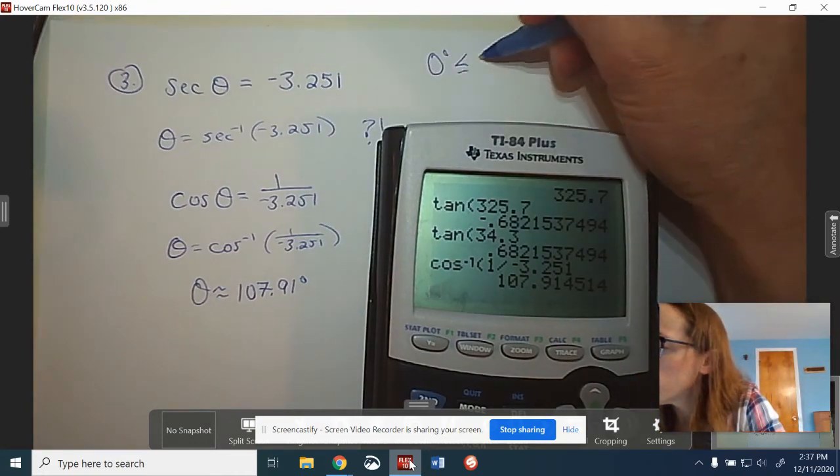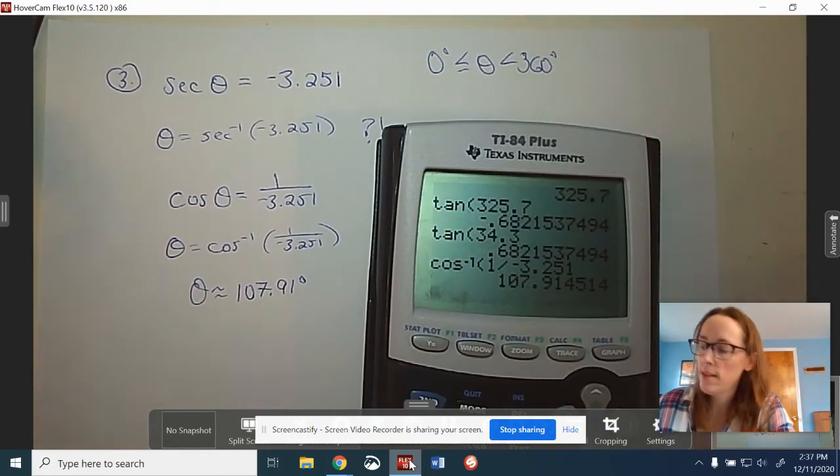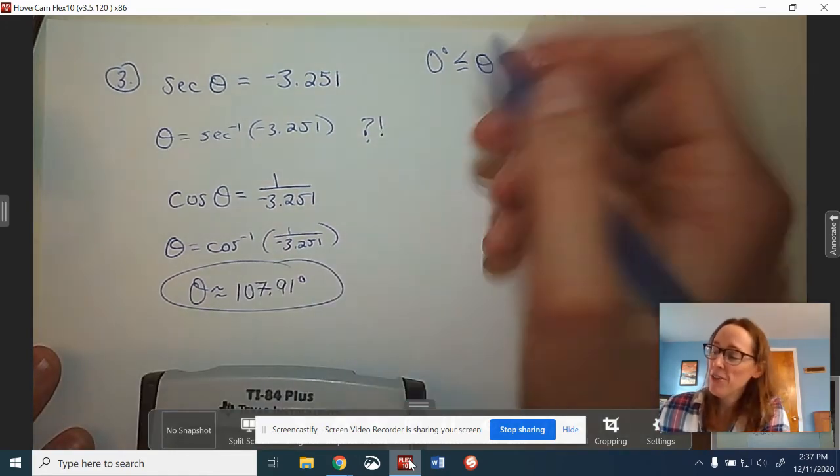Is that answer within the restrictions? Is it between 0 and 360? Yes. Then circle it up. It's a good answer. You can use it. Now, we're supposed to give 2 answers. So let's find out where the other answer lives.